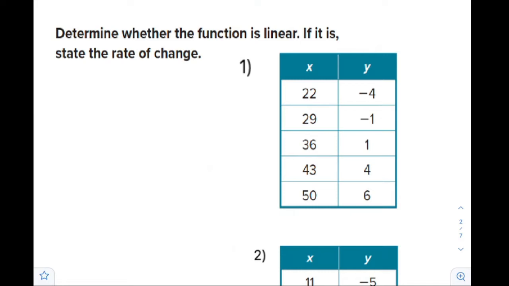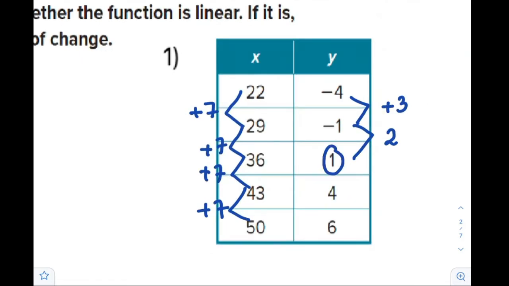Simply, we can find the change in y and the change in x and check. We see here that 22 is increased by 7 to get 29. And here also plus 7, and here plus 7, here plus 7. The values are increasing by a constant value. And let's check why. From minus 4 to minus 1, it has increased by 3. But from minus 1 to 1, it has increased by 2 only. If you cannot do it mentally, you can simply subtract the final value minus the initial value.